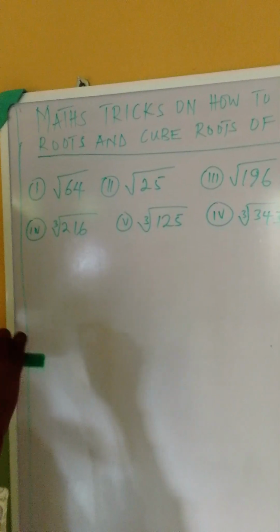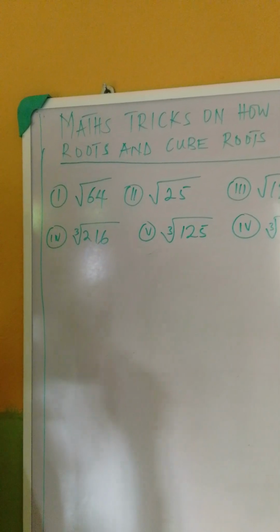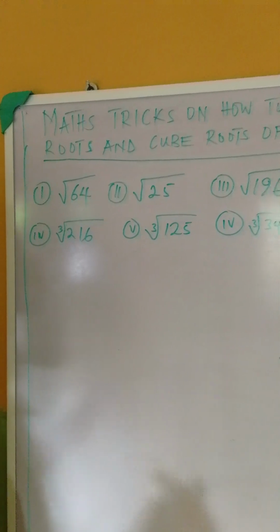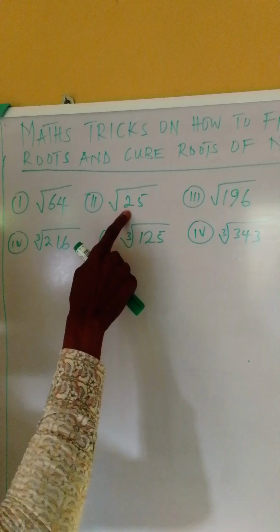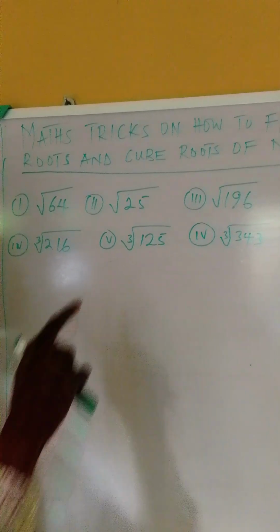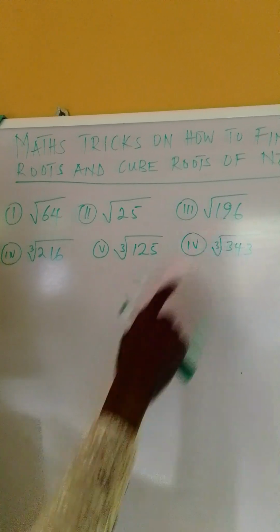So we are asked to find the square root of 64, meaning the number that will multiply itself twice or in two places to give 64. We are also asked to find the square root of 125, which is the number that will multiply itself twice or in two places that will give 125, and also the number that will multiply itself to give 196.